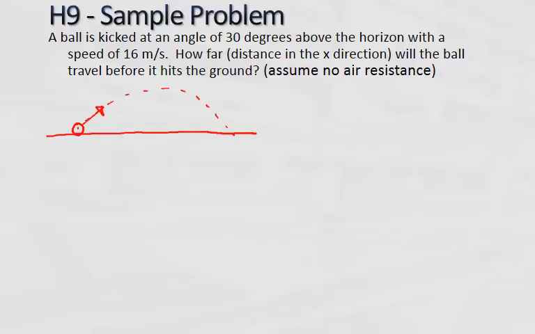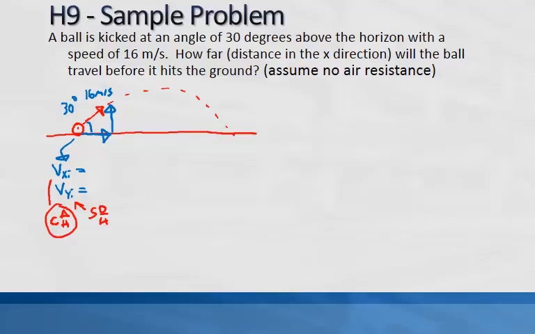So let's go ahead and draw the ball being kicked, and it's covering a certain displacement. And then what we need to do is we need to take that velocity and figure out what is the initial x velocity, what's the initial y velocity using trig. And so we can do that. Cosine is adjacent over hypotenuse. For the y, sine is opposite over hypotenuse.